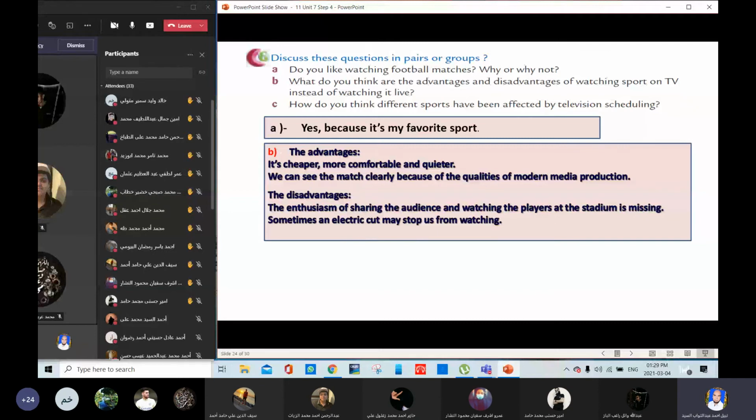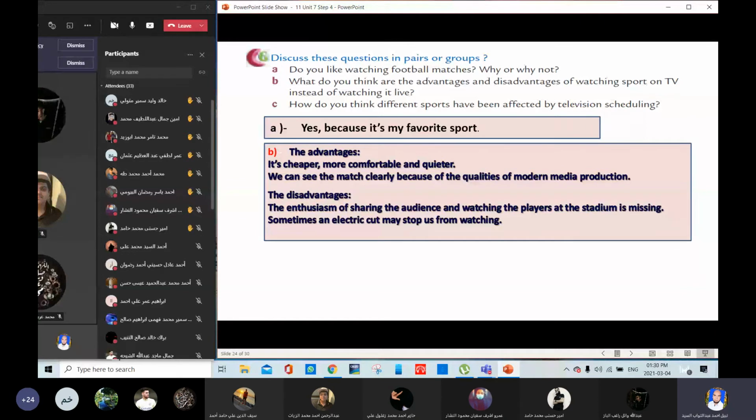We have a smart TV and we can see the repeated match, or the repeated actions, or we can see the match from different cameras or different corners, and we feel comfortable, we feel relaxed, we are away from the noise of the stadium. But the disadvantages: the enthusiasm of sharing the audience and watching the players at the stadium is missing. You miss watching your favorite football players live, and sometimes an electric cut may stop us from watching.